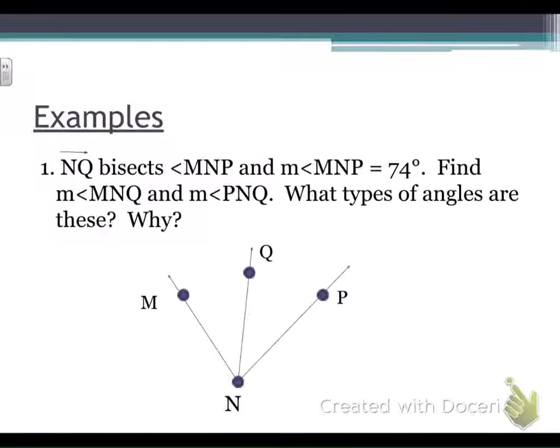Are all the pictures on there for you, or do you have to draw? You got it. Okay. So Ray NQ bisects. You could draw it where there's that space. Wherever there's space, you can draw the picture. I'll give you a second to draw the picture. It doesn't have to be perfect. However you have it, just as long as you have something that looks remotely nice.